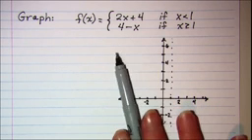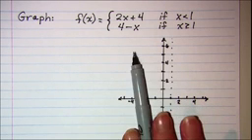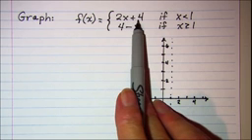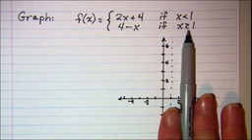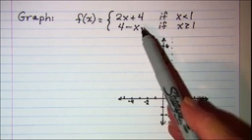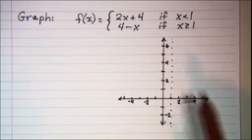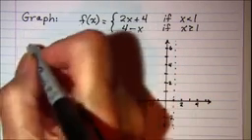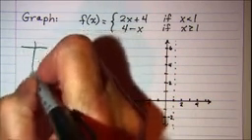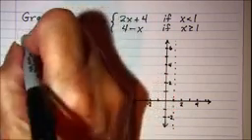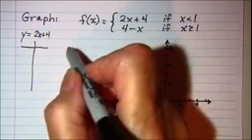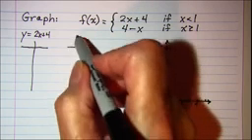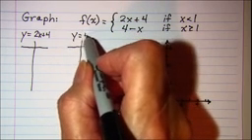On the left side of that dotted line, I'll be graphing this top function, 2x plus 4, and on the right side of this dotted line, I'll be graphing the bottom function, which is 4 minus x. Now what I'm going to do is make a t-chart, and then I'm going to use this t-chart with y equals 2x plus 4, and then I'll make another t-chart with y equals 4 minus x.